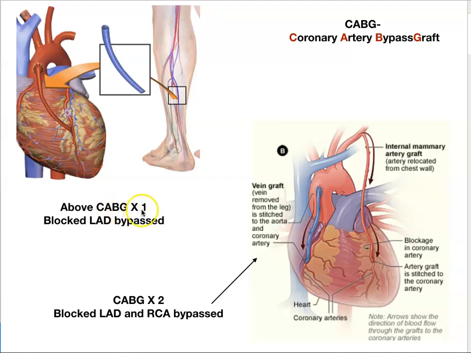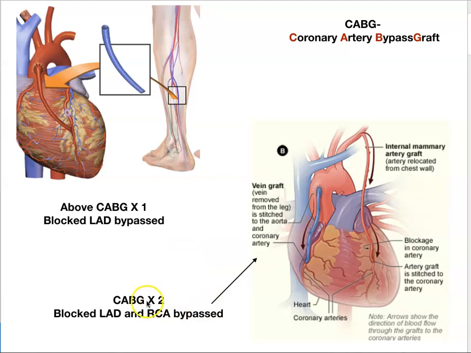A CABG times 1 means they've just bypassed one coronary artery. Here they're showing you a bypass. They're using a graft. They're taking a blood vessel from another part of your body, and they are using that blood vessel as a tube to bypass the blockage. They are sticking that tube in here. They're showing you in the aorta, and they are sticking it into the LAD.